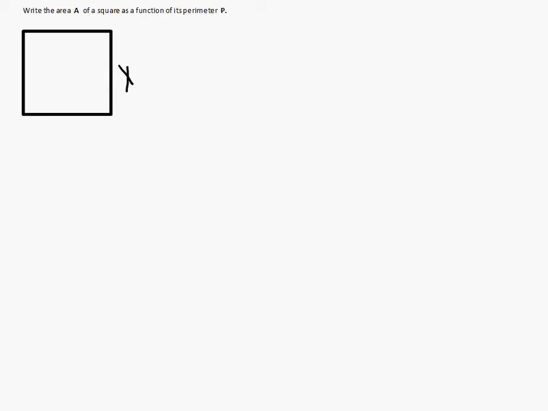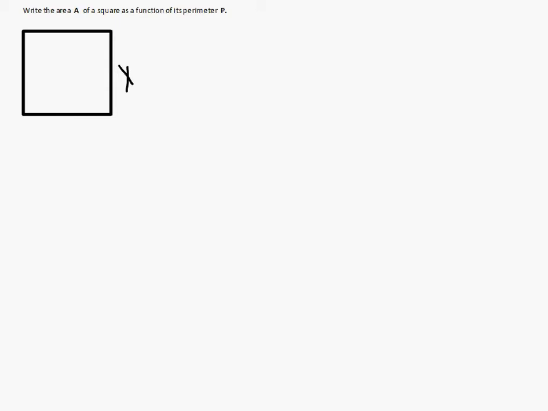Write the area A of a square as a function of its perimeter P. So our goal here is to write an equation that helps us figure out the area in terms of its perimeter. As this problem unfolds, you'll gain more understanding as to how that works. So let's first start with a drawing.